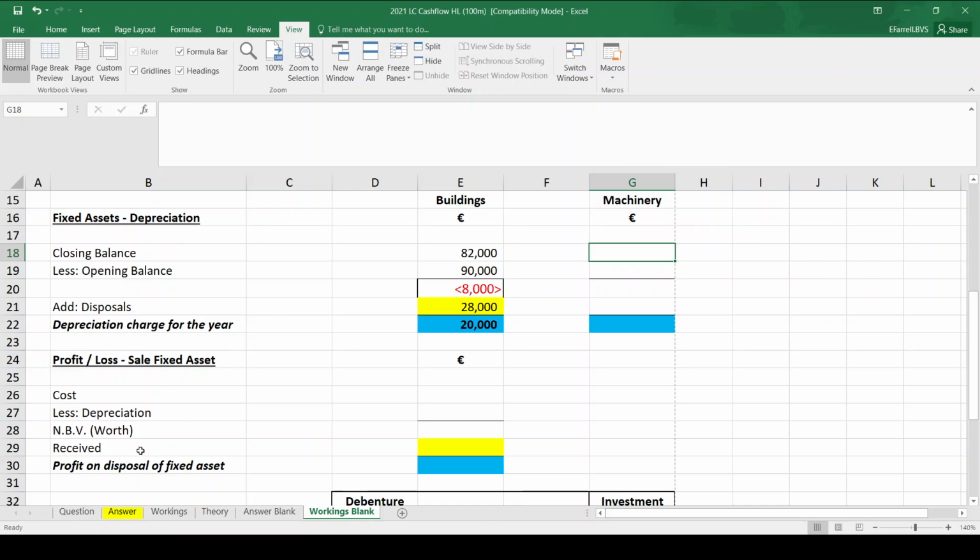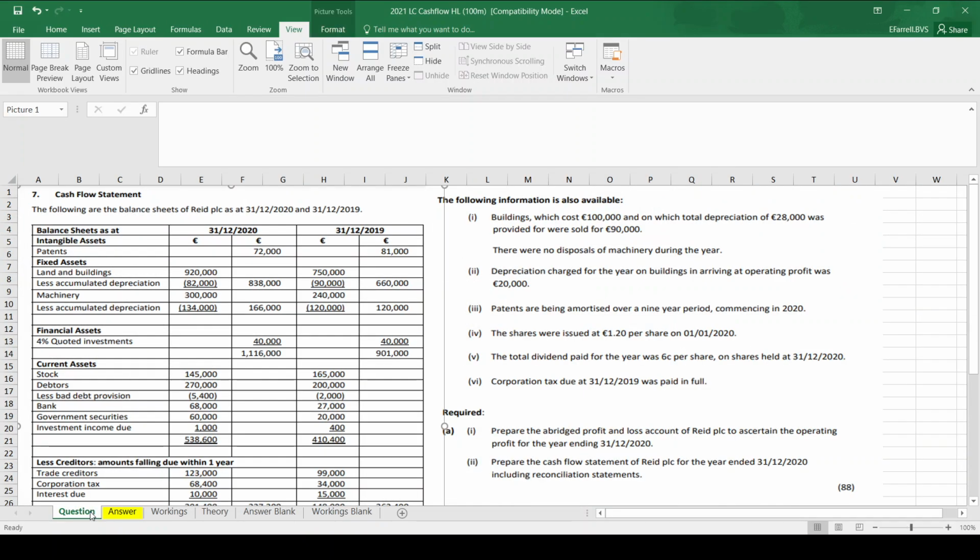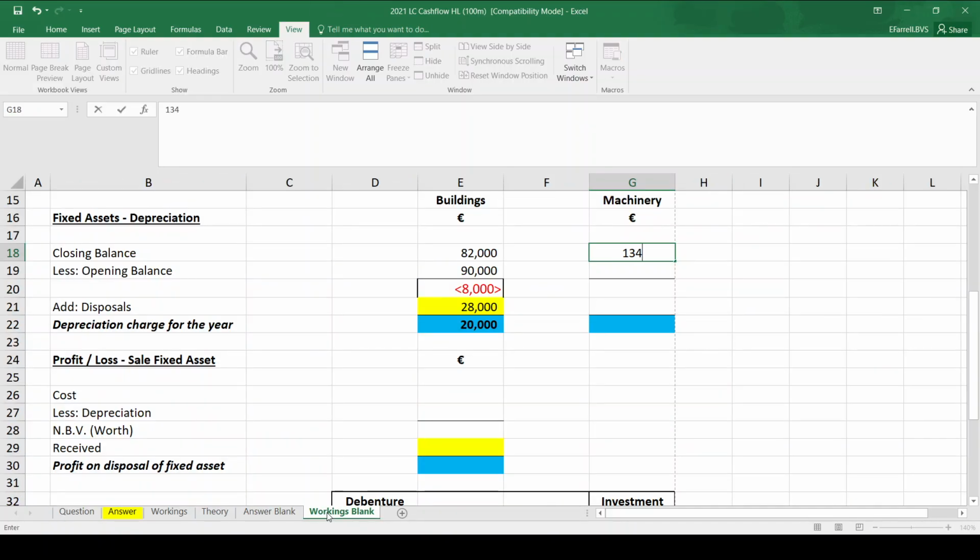The machinery is more straightforward because there are no disposals. So machinery, the accumulated depreciation of machinery at the end is 134, to start is 120. So 134,000 and 120,000. So the difference is 14,000, and because there are no disposals, that means that the 14,000 was just the depreciation charge for this year. So 14,000 depreciation charge for machinery. Now, profit and loss, because we sold no machinery, we don't have to get a profit or loss on machinery.